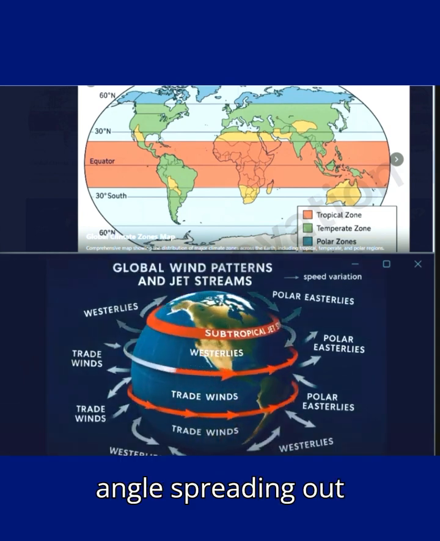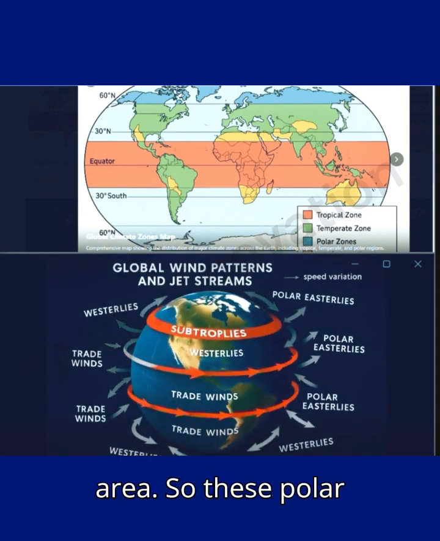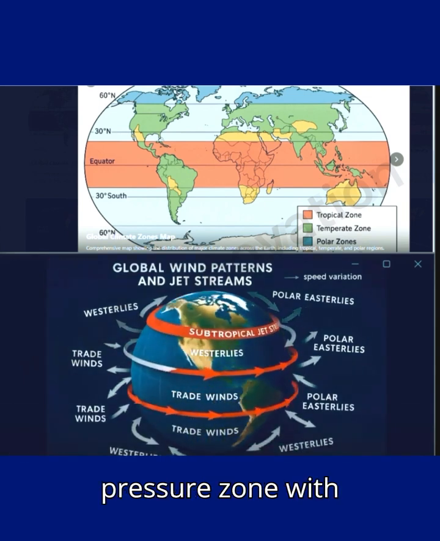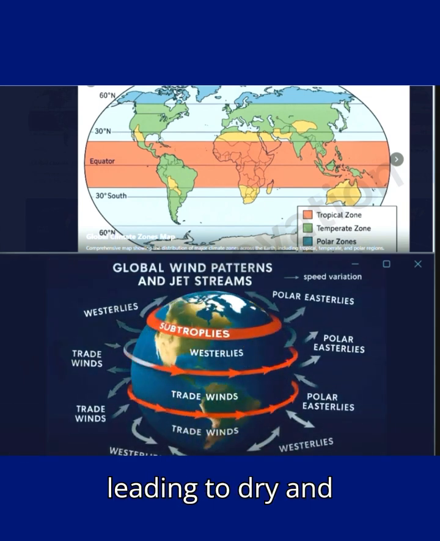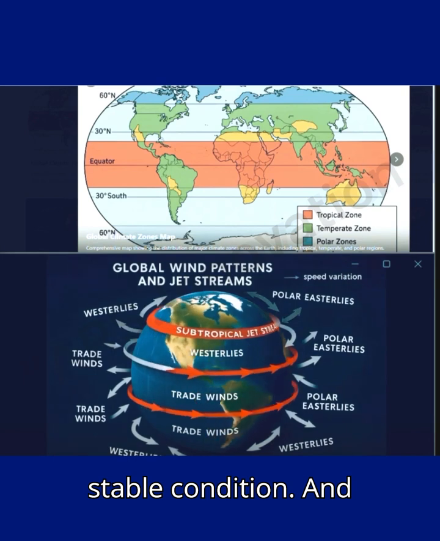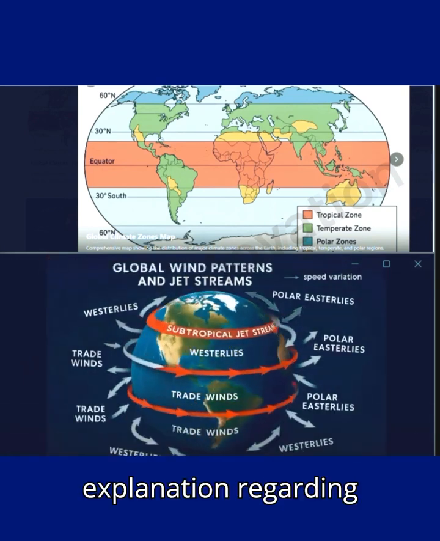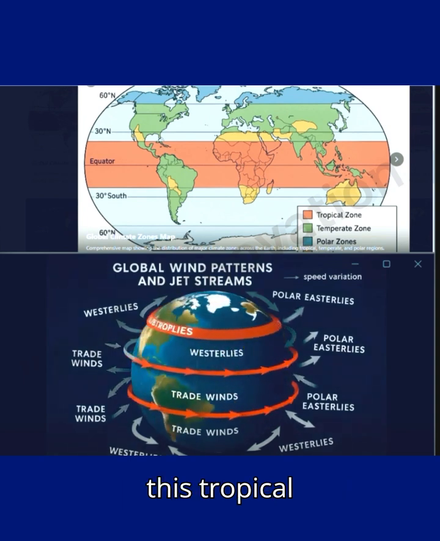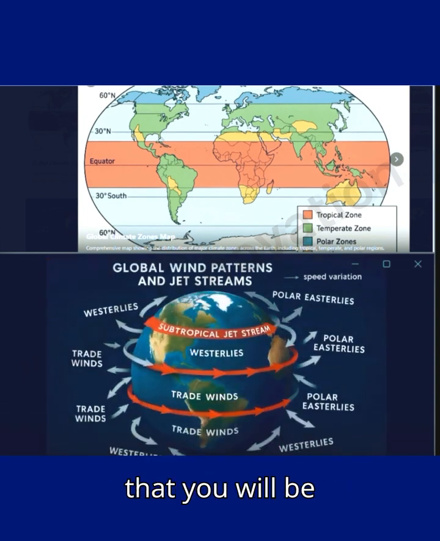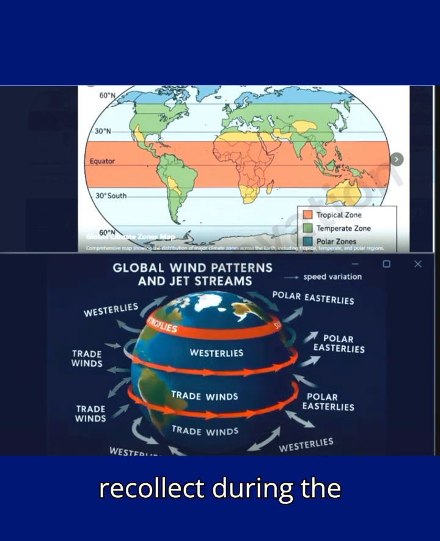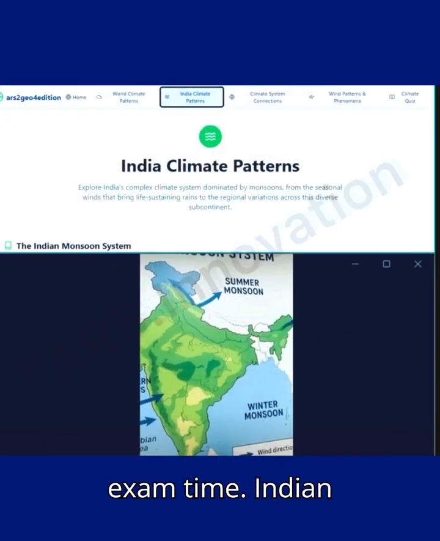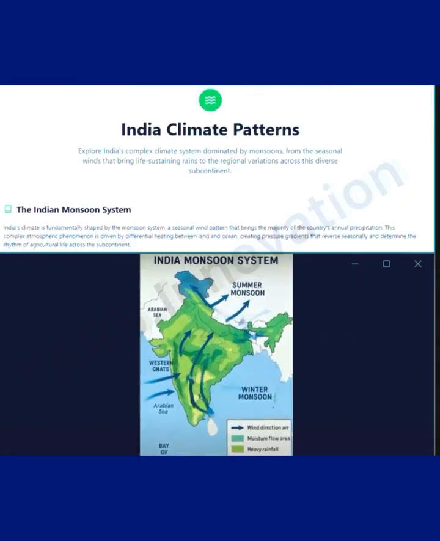Why does this happen? Because the sun rays hit the surface at a very low angle, spreading out energy over a larger area. So these polar cells create high pressure zones with sinking cold air, leading to dry and stable conditions. And I will give you a summary of the explanation regarding the tropical, temperate and polar zones, so that you will be easily able to memorize and recollect during the exam time.